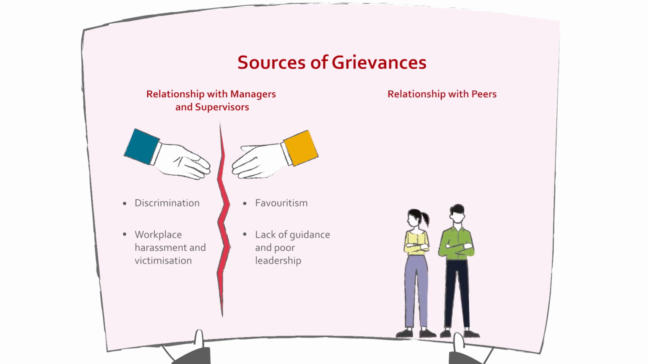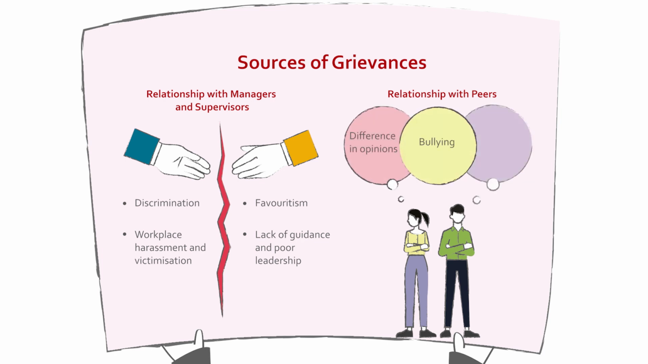Some employees may have issues with their peers at work, which could range from differences in opinions to workplace bullying or a feeling of being ostracized. All these factors can contribute to low morale, which can cause the aggrieved to feel helpless and depressed. It will also impact productivity.